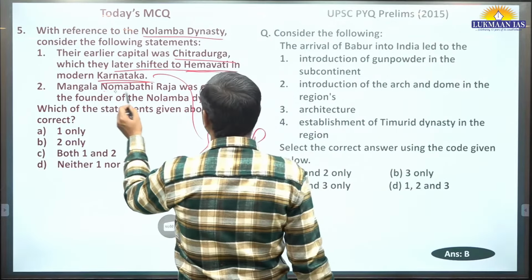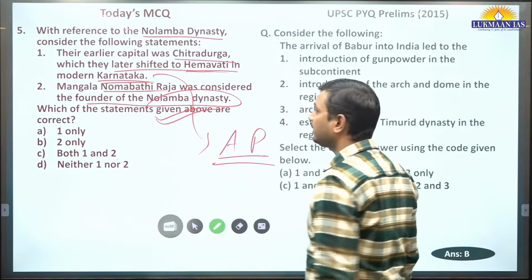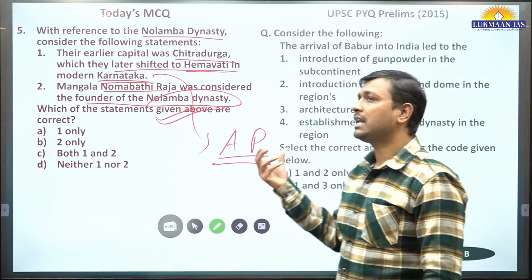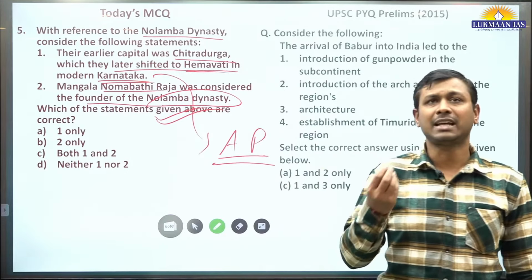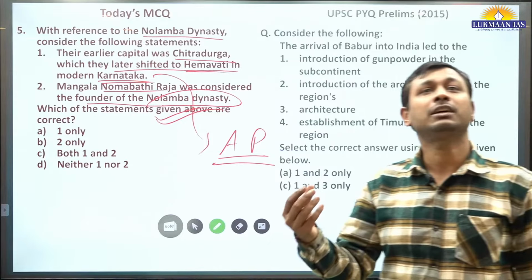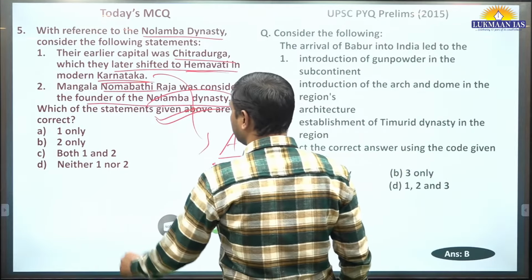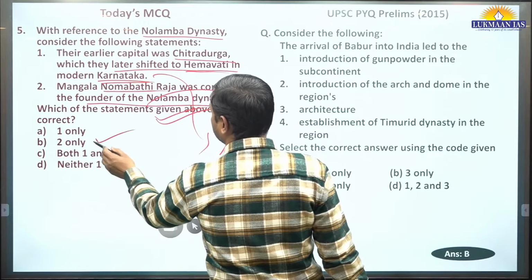Mangala Numbathi Raja was considered the founder of the Nolamba dynasty. Yes, this is correct. Now, the Nolamba dynasty was basically a very regional dynasty of Andhra Pradesh, and they were the feudatories of the Pallavas. So here what do we find? The correct answer is option B.